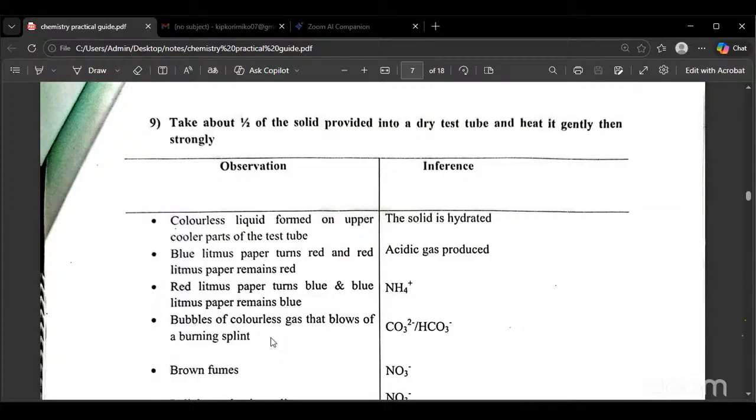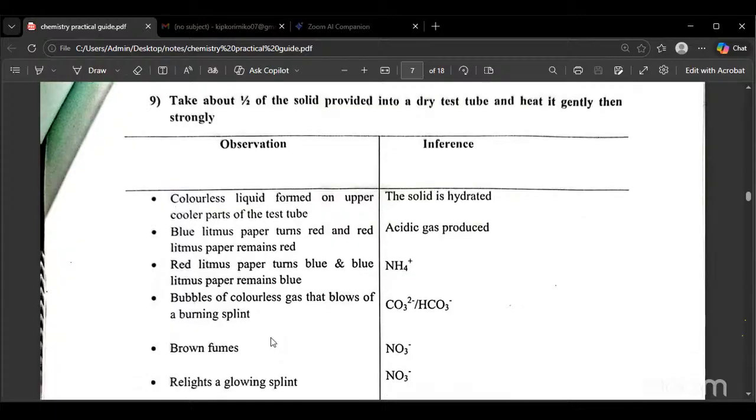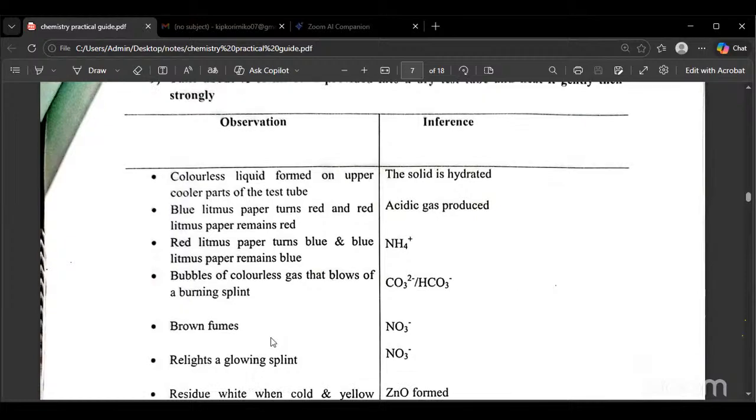Yeah. Brown fumes. Now, brown fumes is normally tested for nitrates. I'll talk about that one somewhere else. It is normally tested in nitrogen and its compounds. In that topic we'll discuss this one. Please remember this one. The lighter glowing splint, it is still nitrates, but this is not oxygen.